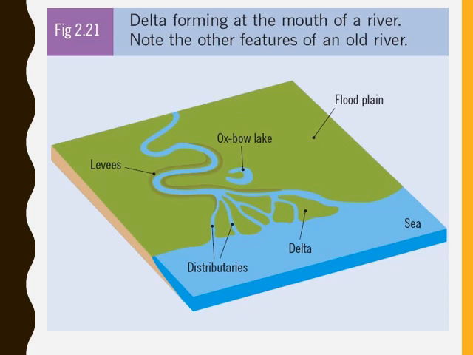Delta forming at the mouth of the river. Note the other features of an old river. As you can see, the other features like Oxbow Lake, Levees, and distributaries, and Delta, which is forming a triangle shape.